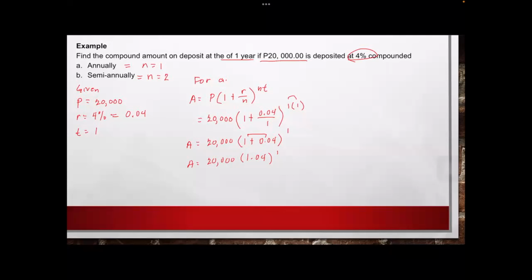Okay. So, raised to 1. Paki-compute po ang 20,000 times 1.04. 20,800. Sino-sino? Please raise your hand. Oh yes, Bendicho. 20,800. 20,800.00. Walang decimal, 0.00 yun. Okay, so you can have 20,800 for letter A.